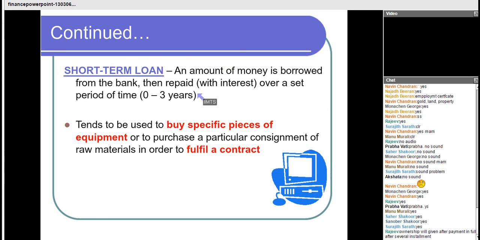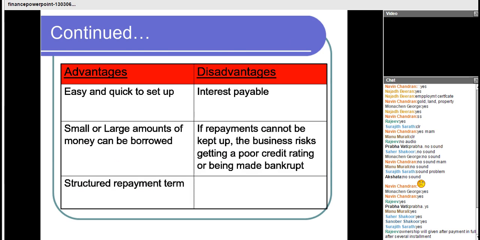Now, short-term loan is when a loan is taken for a time period of 0 to 3 years. And what may be the purpose of it? It may be for buying a specific piece of equipment or to purchase a particular consignment of raw materials in order to fulfill a contract. Now again, the advantage, disadvantage, you can just read it quickly, then I'll go forward. If you have any doubt, please ask.